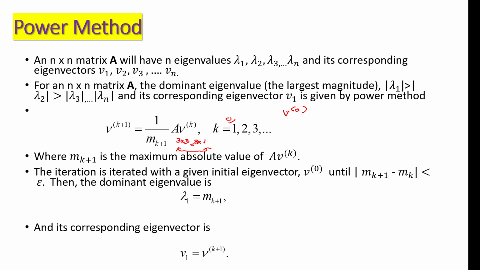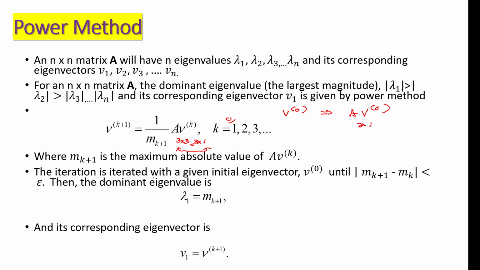Given v0, you do A v0, and you have 3 values there. The result is a 3 by 1. From the 3 values, you get the maximum value, which is m k plus 1. And then you take your A vk divided by m k plus 1. That will be the better eigenvector, v1, because k is 0.